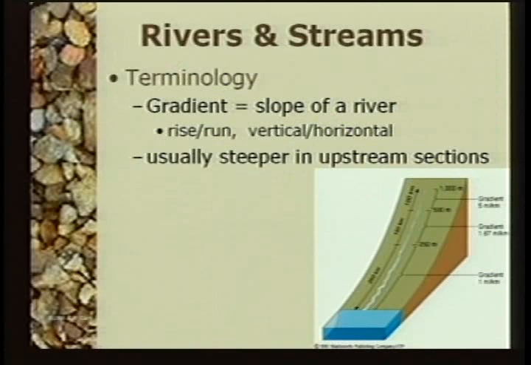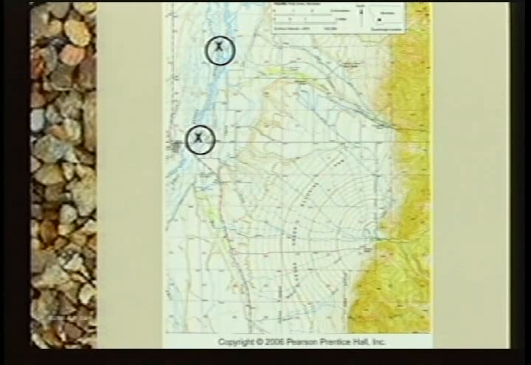Okay, we're going to look at the gradient or the slope of a river, and we're going to do a little bit of a calculation. The gradient is simply the change in vertical elevation over the change in the distance it travels, the rise over the run. We're calculating the slope of the river more or less. It's usually steeper in these upslope sections, and it tends to flatten out toward the end or the delta of the river. Okay, let's go ahead and calculate the gradient for this particular topographic map.